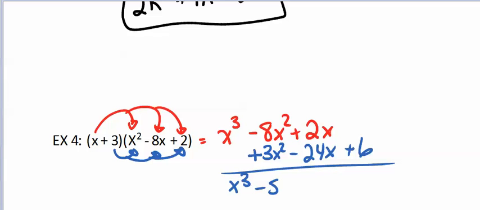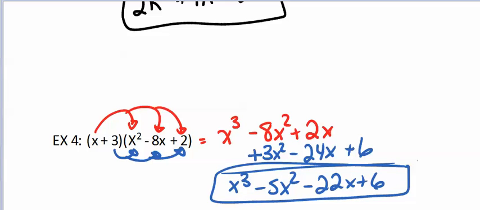I'll combine the terms, and this will be my final answer. X cubed minus 5x squared minus 22x plus 6.